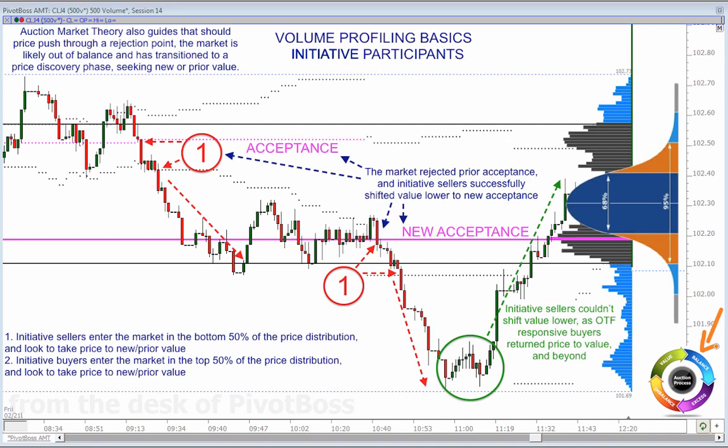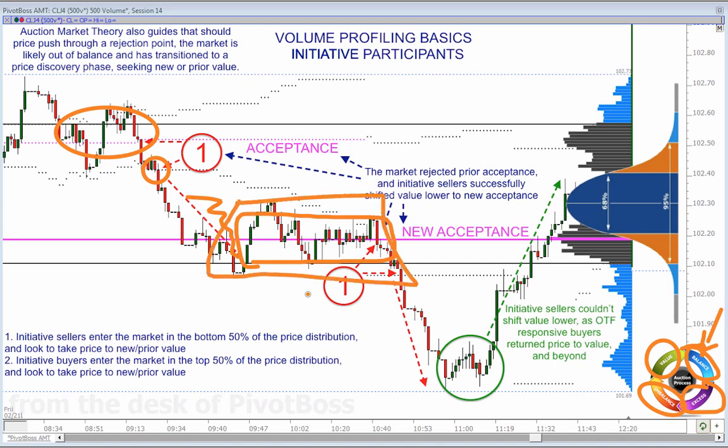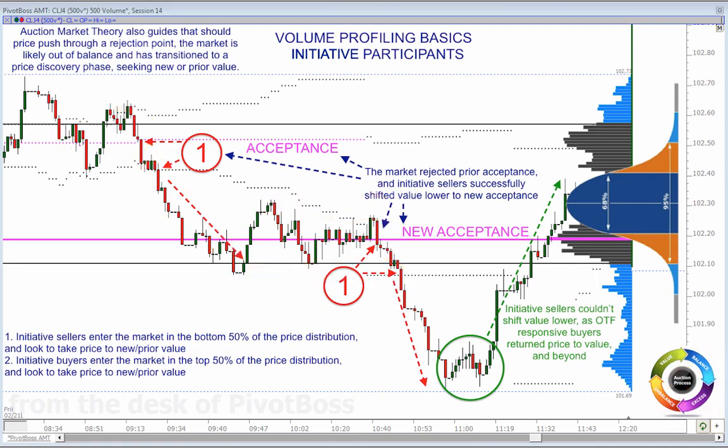Down here, you go from balance to excess to imbalance to value, and then you go back to balance. Okay? So here's balance. Here's the excess, the imbalance. Here's the search for new value, and then, of course, the creation of balance once that occurs. That is all that happened here.